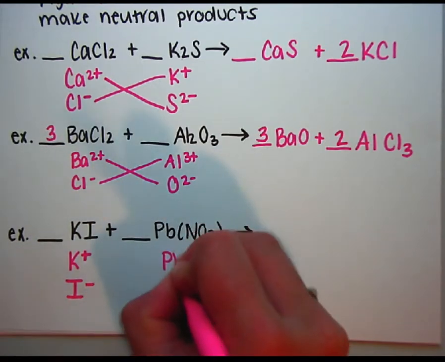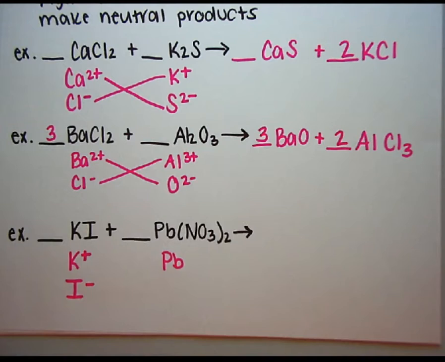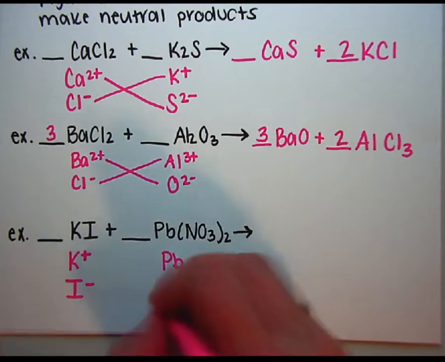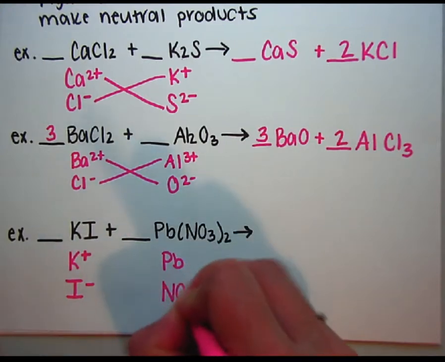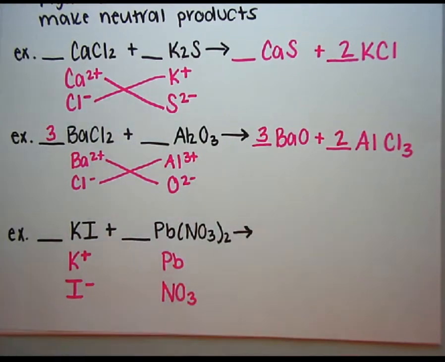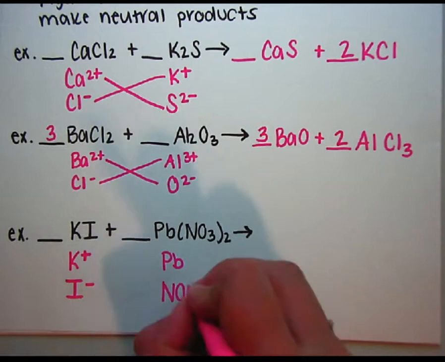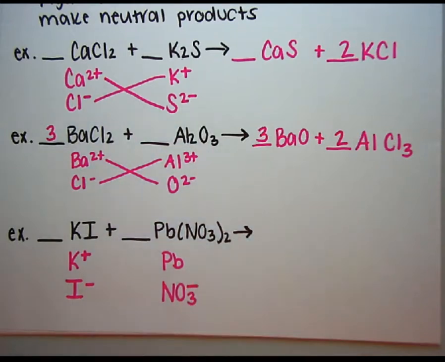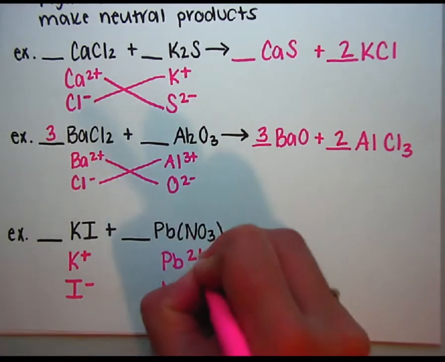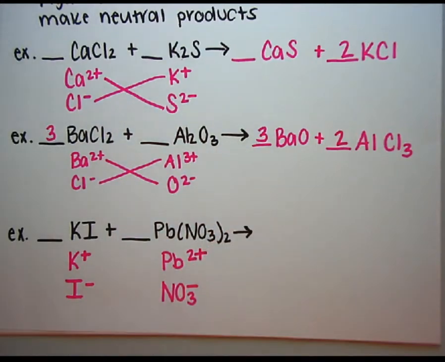I'm going to skip lead for now. Lead can either be plus 2 or plus 4. If you don't know the charge of the cation, start with the anion. We can look up nitrate on our polyatomic ion reference sheet. It has a charge of negative 1. If I have 2 nitrates, each with a charge of negative 1, that's like a negative 2. So in order for this compound to be neutral, I know lead would have to have a charge of plus 2.